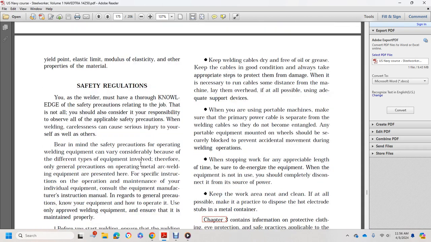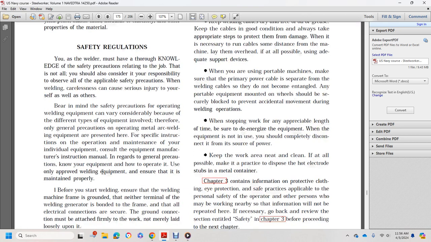Safety regulations. You as a welder must have a thorough knowledge of the safety precautions relating to the job. That's not all. You should also consider it your responsibility to observe the applicable safety precautions when welding. Carelessness can cause serious injury to yourself as well as others. Bear in mind that safety precautions for operating welding equipment vary considerably because of the different types of equipment involved. Therefore, general precautions for operating metal arc welding equipment are presented here. For specific instructions on operation and maintenance of your individual equipment, consult the equipment manufacturer's instruction manual.